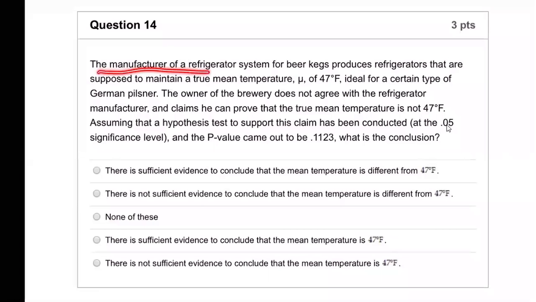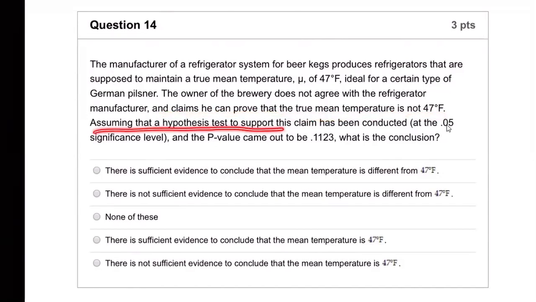Okay, the manufacturer of a refrigerator system for beer kegs produces refrigerators that are supposed to maintain a true mean average temperature of 47 degrees Fahrenheit, ideal for a certain type of German Pilsner. Is that how you say that? Some kind of German beer? The owner of the brewery does not agree with the refrigerator manufacturer and claims he can prove that the true mean temperature is not really 47, the true average temperature.